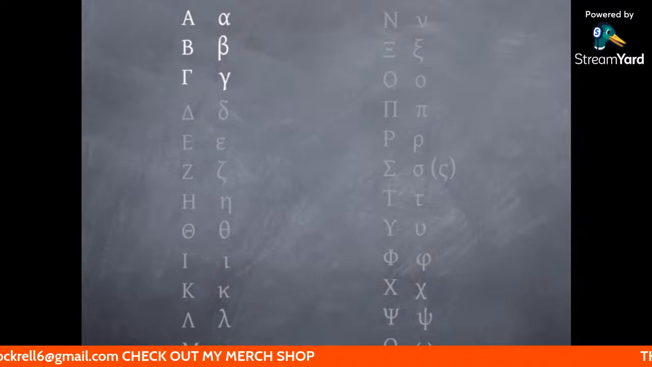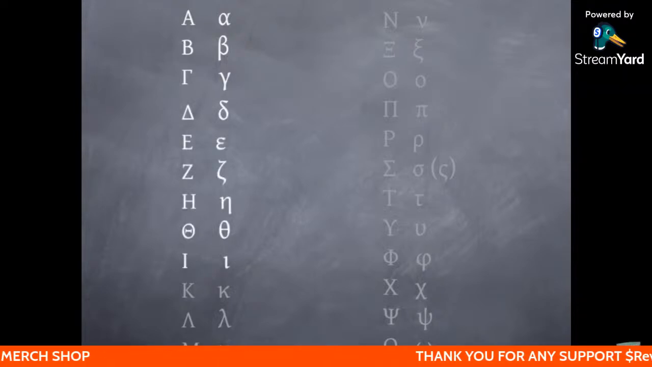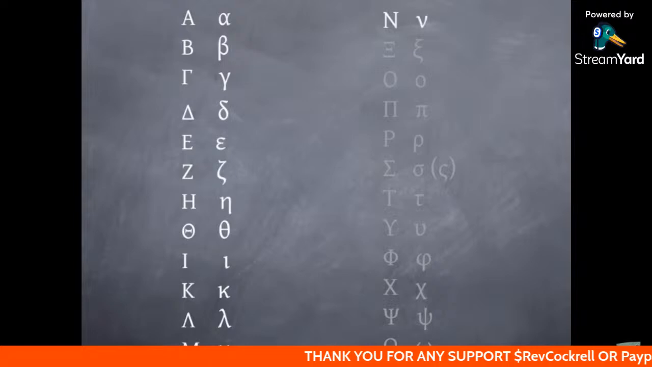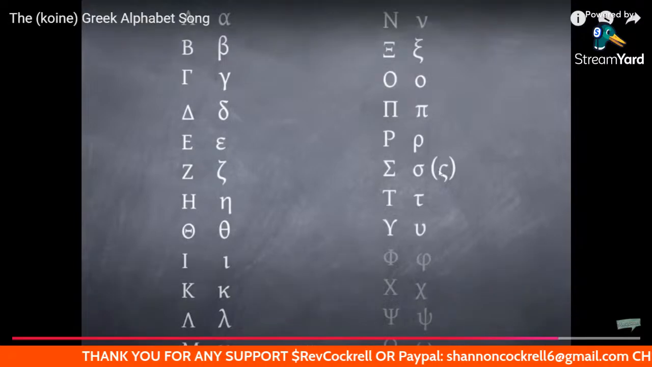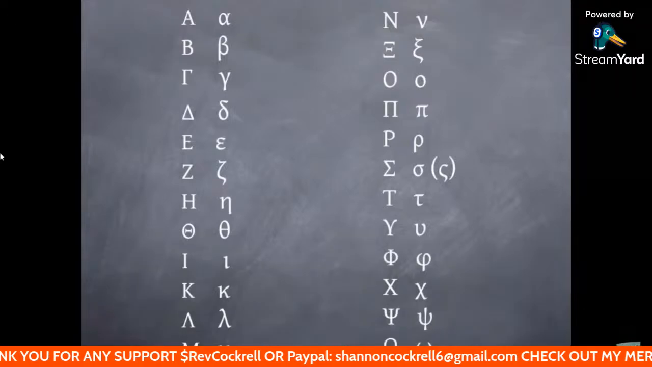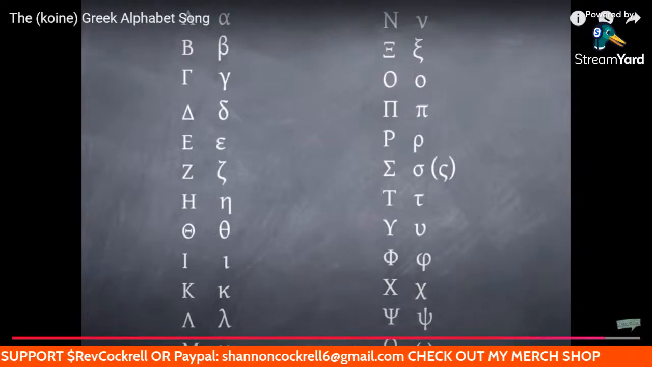Alpha, beta, gamma, delta, epsilon. Zeta, eta, theta, iota, kappa, lambda, mu. Nu, xi, omicron, pi, rho, sigma, tau, upsilon, phi, chi, psi, omega.